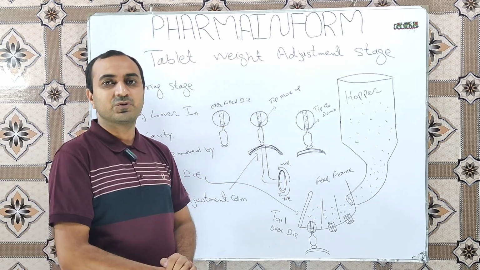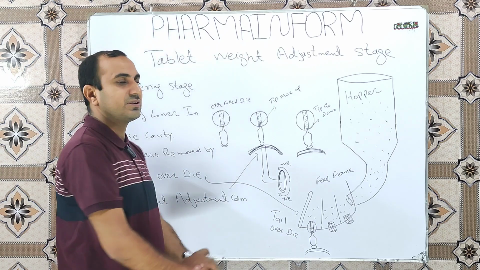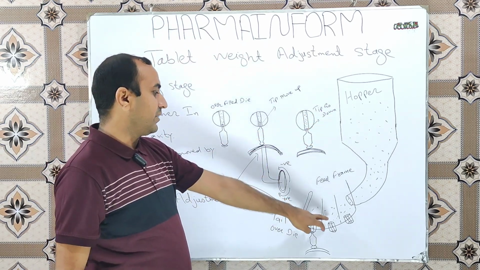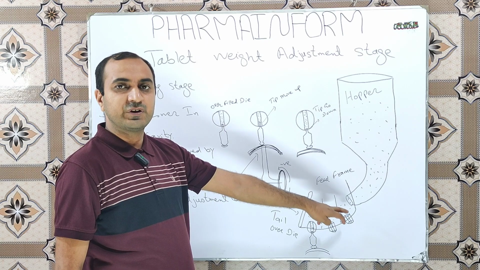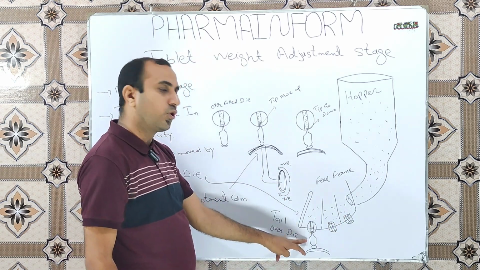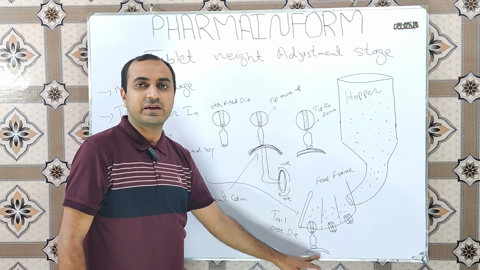So our main topic now is the weight adjustment, how the weight of the tablet is adjusted on the compression machine. So let's understand this topic from this rough diagram. This is the hopper of the compression machine. Here we have the feeder or feed frame, here we have the dies, here we have the lower punch, and here we have the weight adjustment cam.